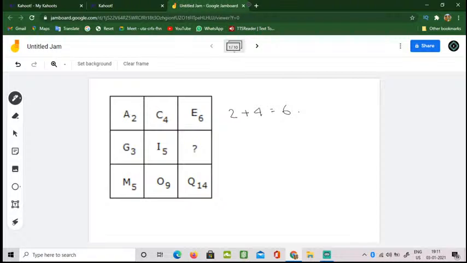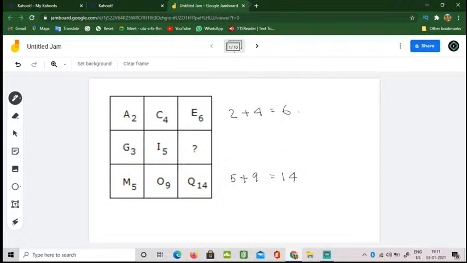Here in the third row, we are doing the same as the first row. Here we are seeing M, that is, we are skipping N after M and we are writing O. And after O, we are skipping P and we are writing Q. And in the similar way, in the numbers, we are 5 plus 9. So it is 14.